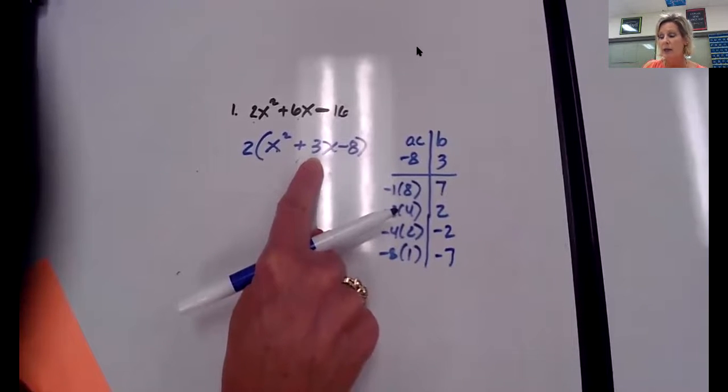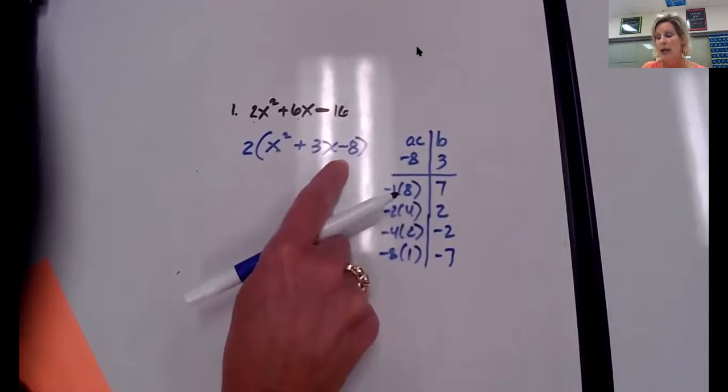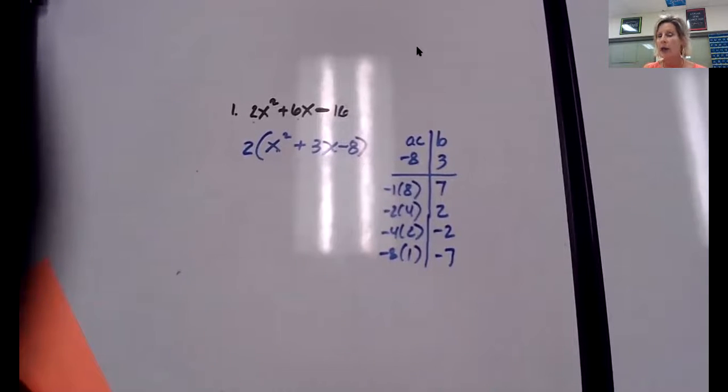So what that tells me is that the trinomial does not factor any further. And so this problem is officially done now. You were able to take a GCF, but then you had to stop. So occasionally that could happen, okay?